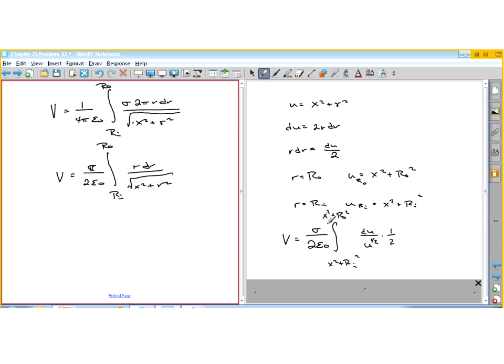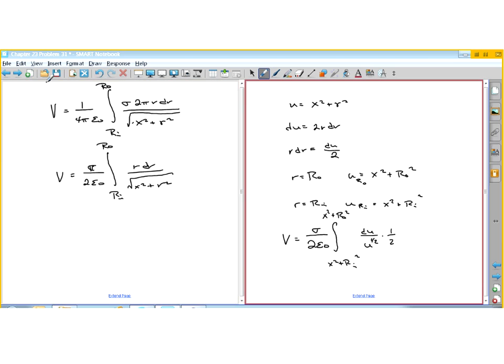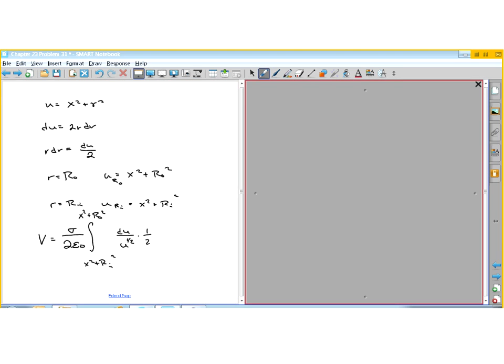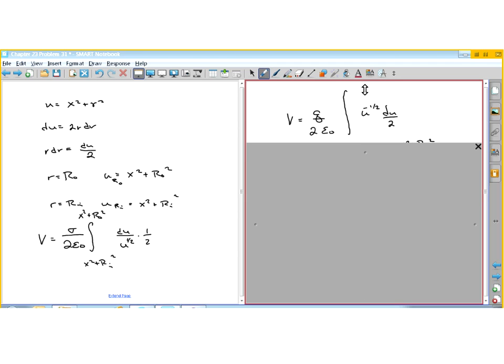Okay. So we have sigma, charge per unit area. And then we have du over 2 and the square root of u. And our limits are x squared plus r sub I squared and x squared plus r sub O squared. So we can take the 2 outside, so that'll become 4 in the denominator.